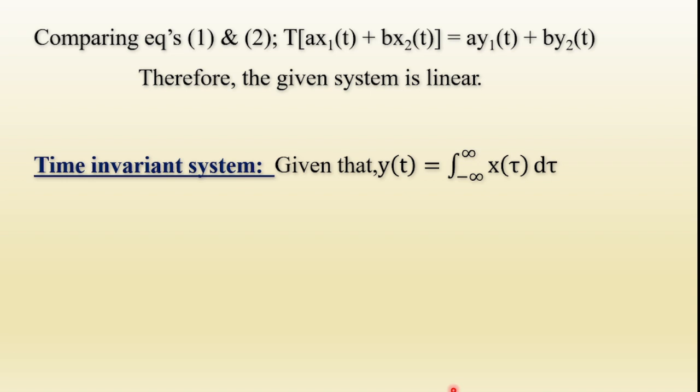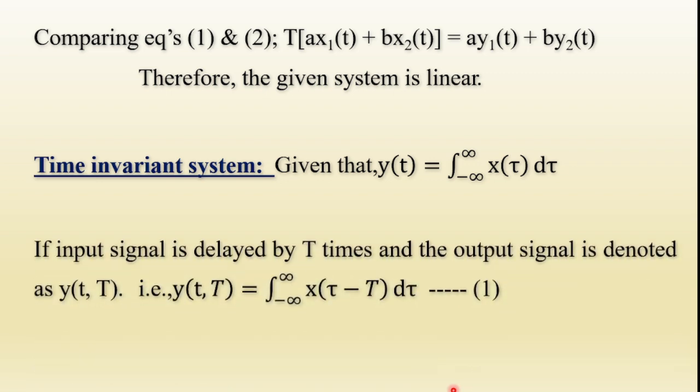Next, verify time invariant or time variant system. And this is the given system. If the input signal is delayed by capital T times and the output signal is denoted as y of t comma capital T.